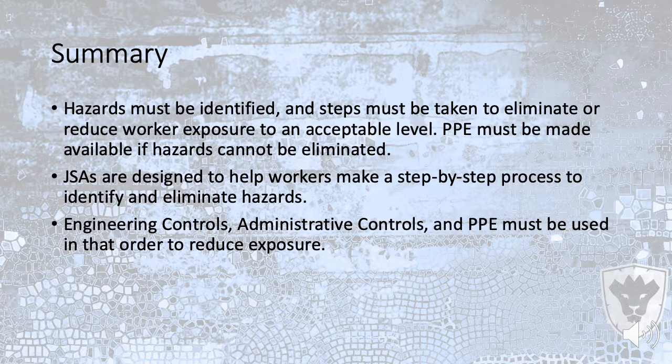Hey, I'm interested in what you're doing. Could you tell me if there's anything right now that could hurt me? Let's just have a conversation about it. JSAs are designed to help workers make a step-by-step process to identify and eliminate hazards. Engineering controls, administrative controls, and PPE must be used in that order to reduce exposure. So it's a 1, 2, and a 3. First, physically protect. Second, knowledge base. Where should we be? Where should we not be? And lastly, you have the worst case scenario, something on your body to physically protect you.